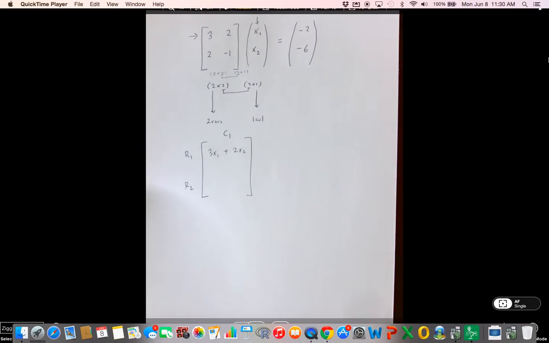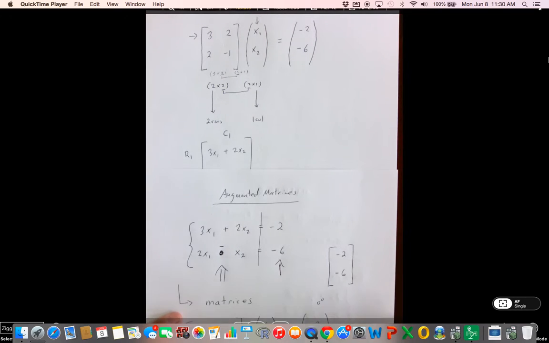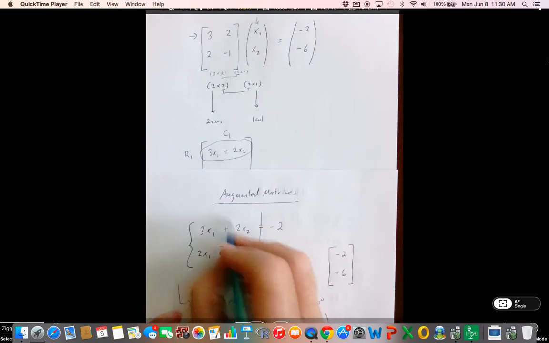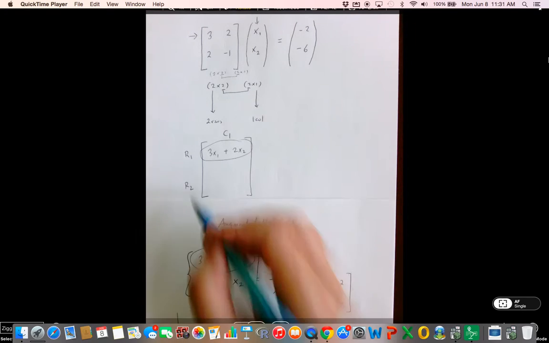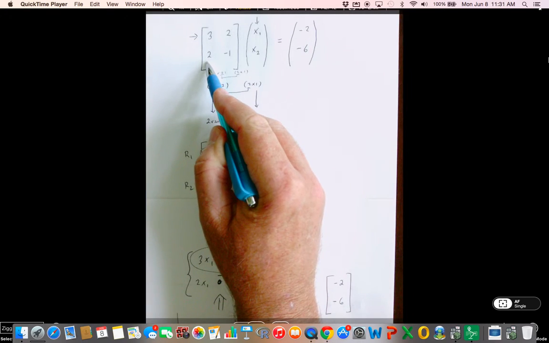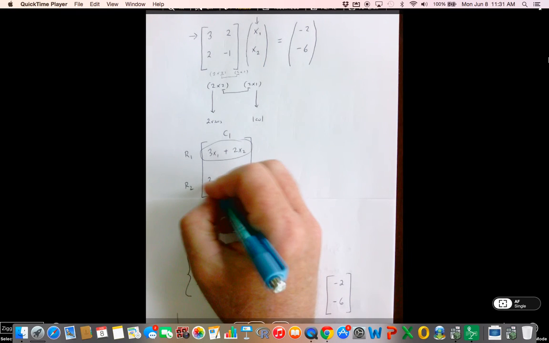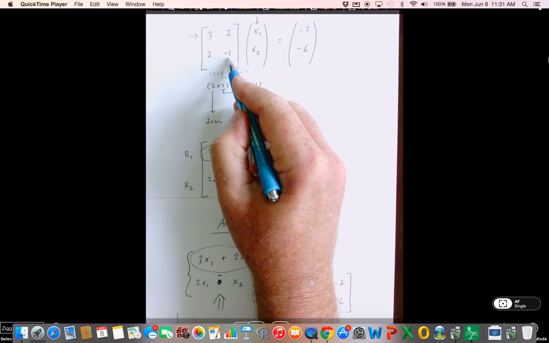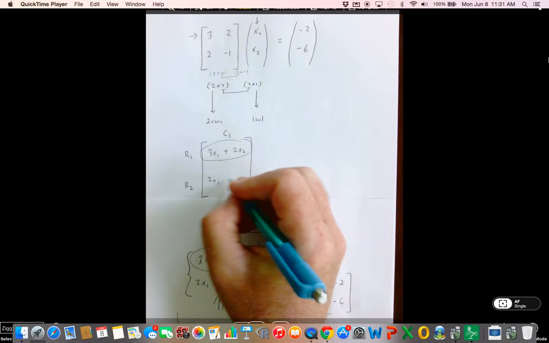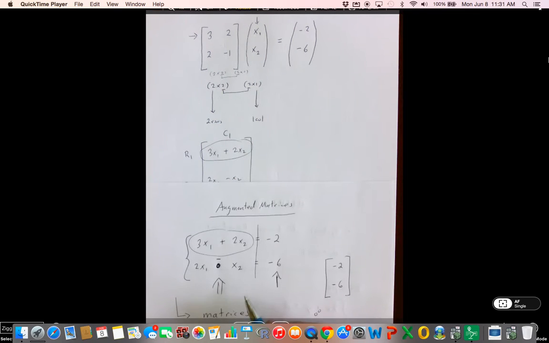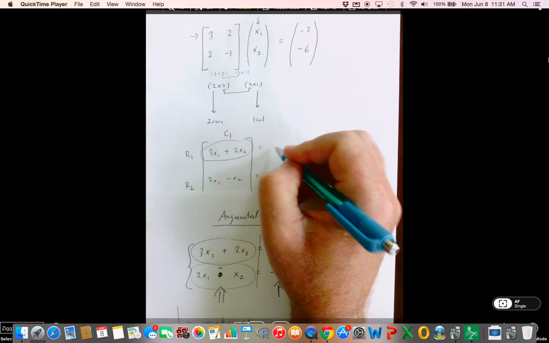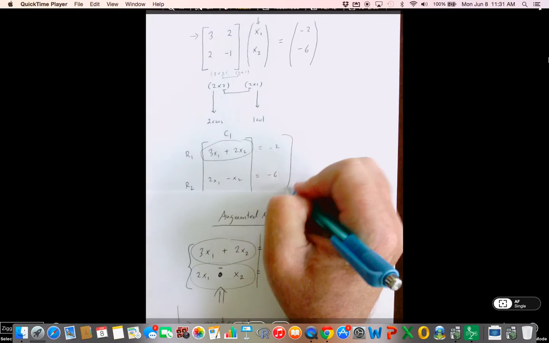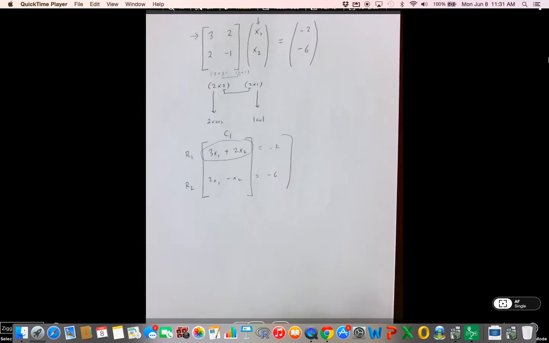And what you can see is that part right there matches up exactly with what we had right here, the 3x1 plus 2x2. If we do the same thing for row 2, we take the first component 2 times x1, and the other component times the second component, negative x2, which again is exactly what we get right here. And of course this is equal to negative 2, negative 6. So guys, we get the same thing, we're just using matrices.